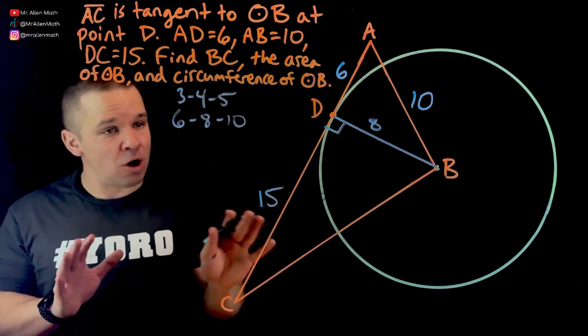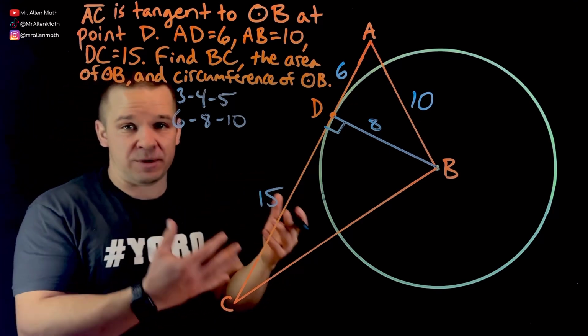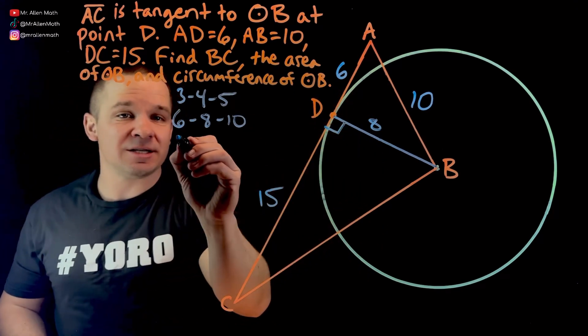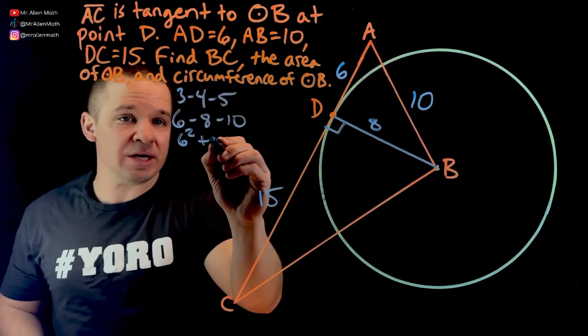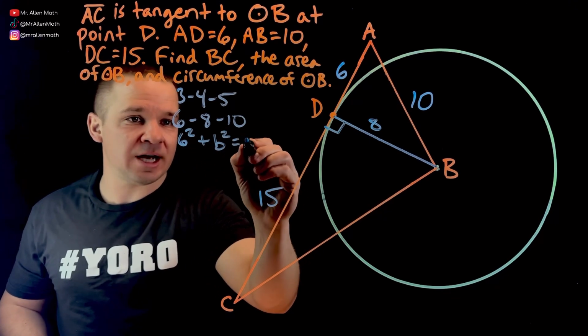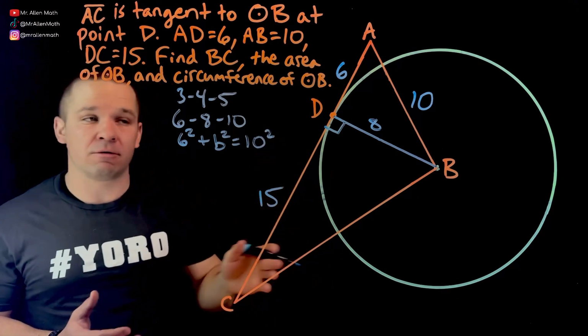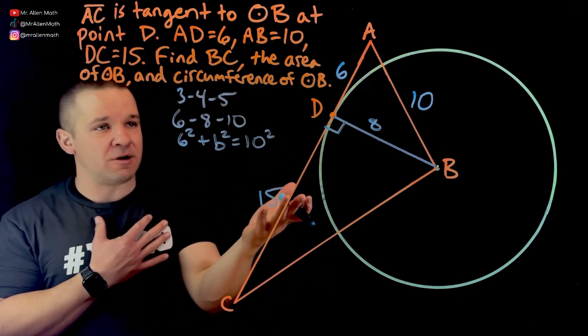If you didn't know that, it's okay. You can always just do a squared plus b squared equals c squared. In this case, it would be 6 squared plus b squared equals 10 squared. And you could solve from there, okay? So either way you slice it, you can figure out that length.